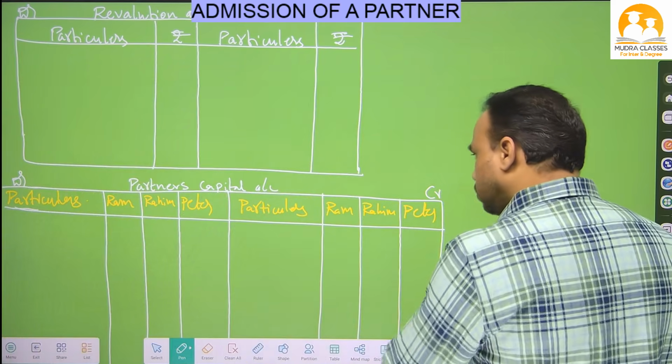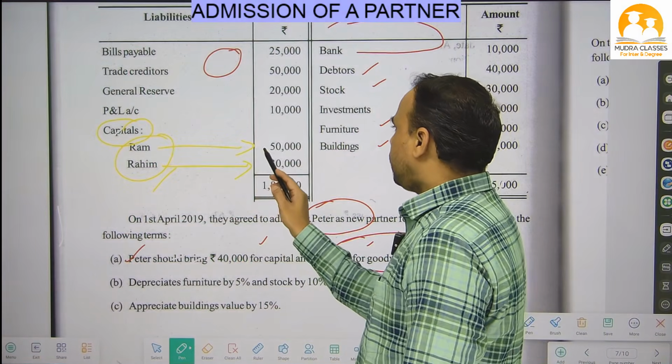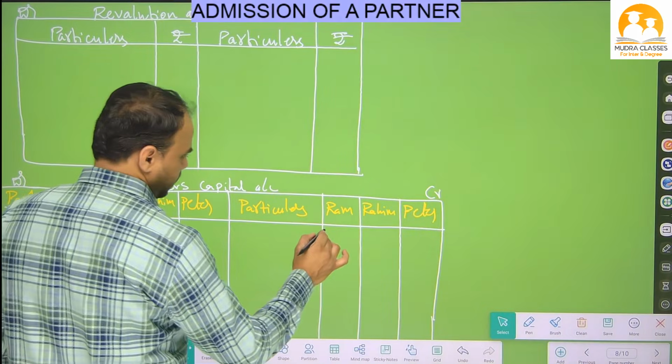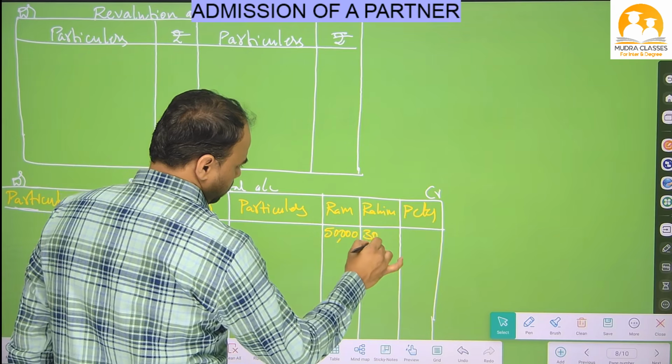Okay, now in the partners capital account, how much is given in the balance sheet liability side? Ram capital 50, Rahim capital 30 given. So in the partners capital account credit side, Ram capital 50,000, Rahim capital 30,000 given.